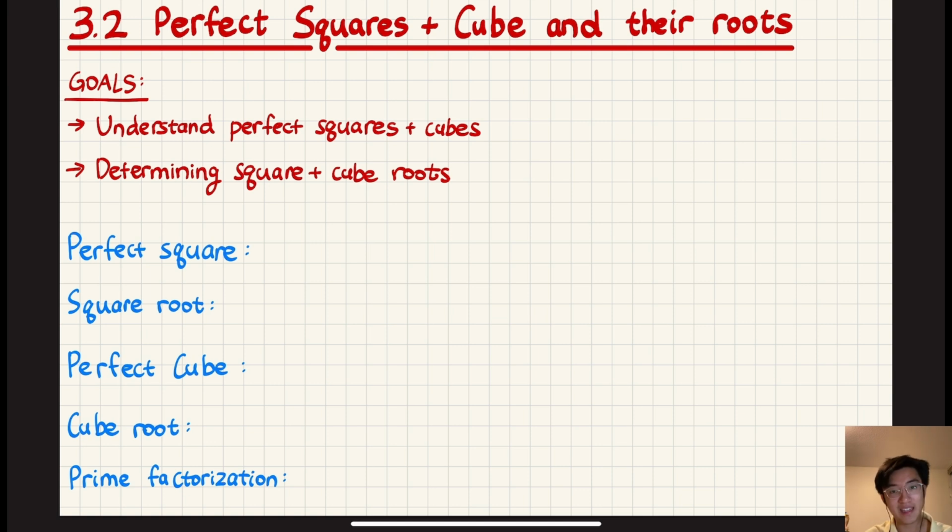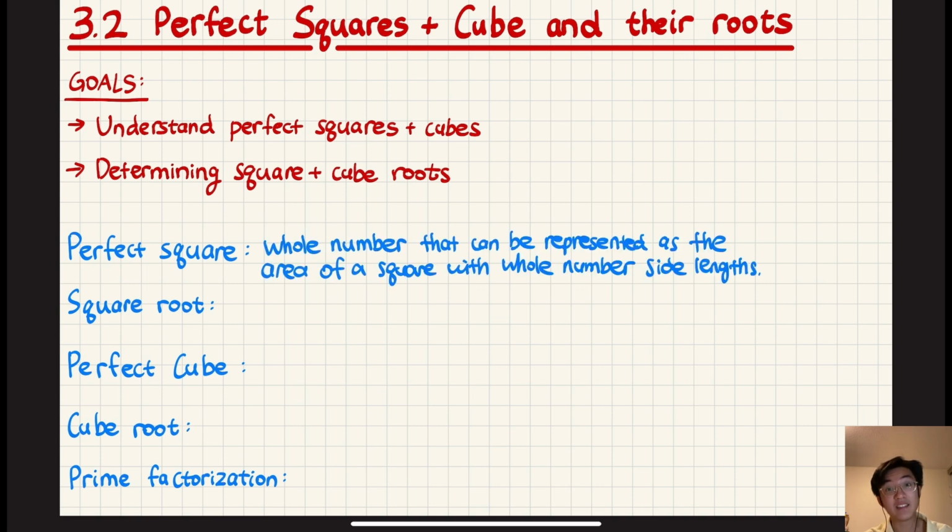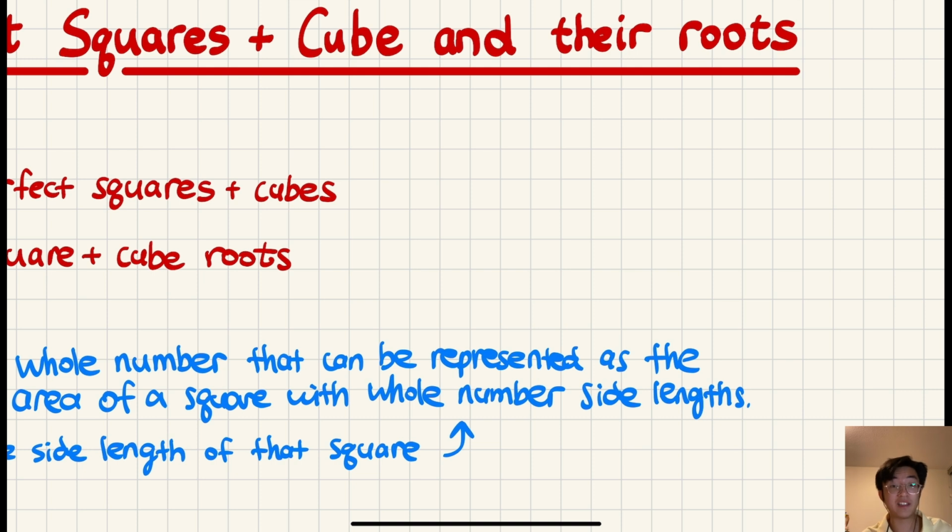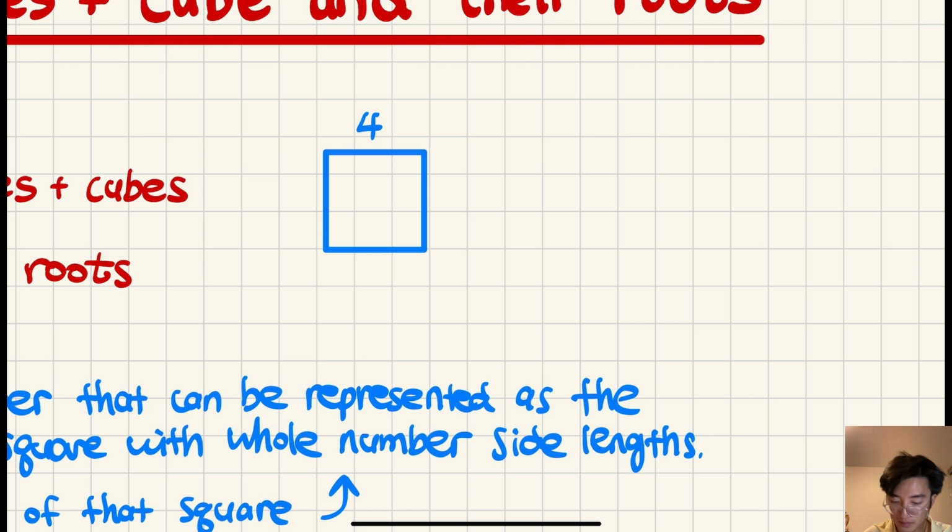A perfect square is a whole number that can be represented as an area of a square whose side length is a whole number. And the square root is the side length of that square. To be honest, that sounds like absolute gibberish. So here's an example. Let's take a square right here, and let's say its side length is 4. Because a square's side lengths are all the same, the area of a square is just 4 times 4, or the side length times itself.